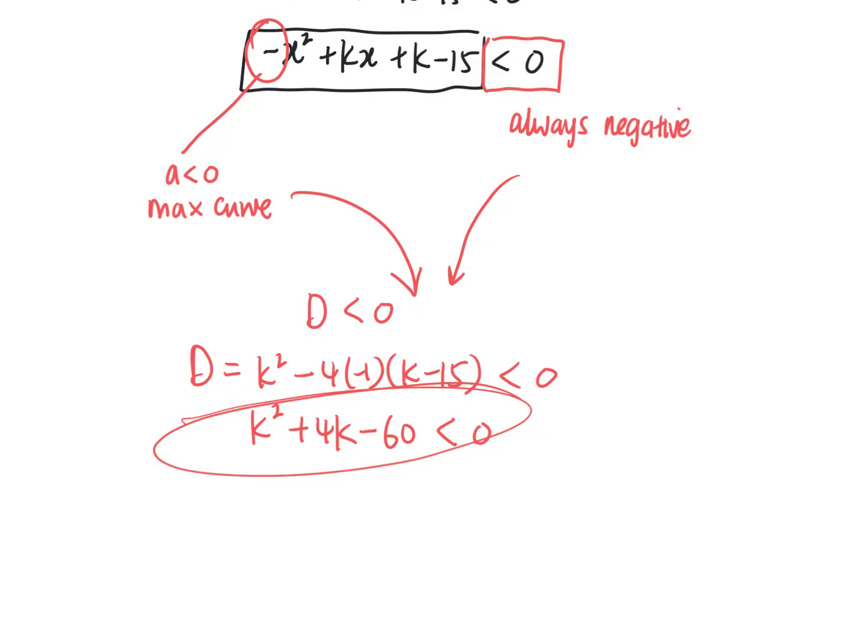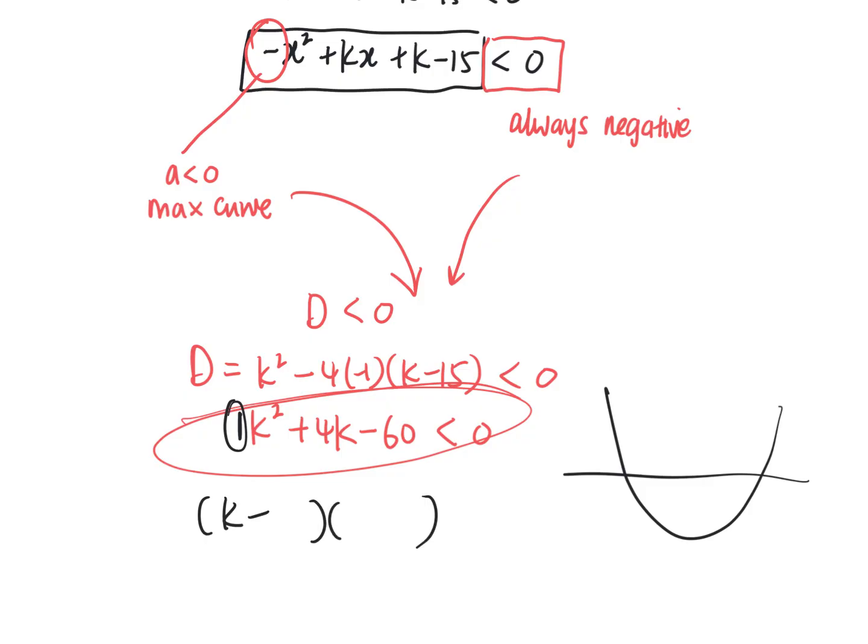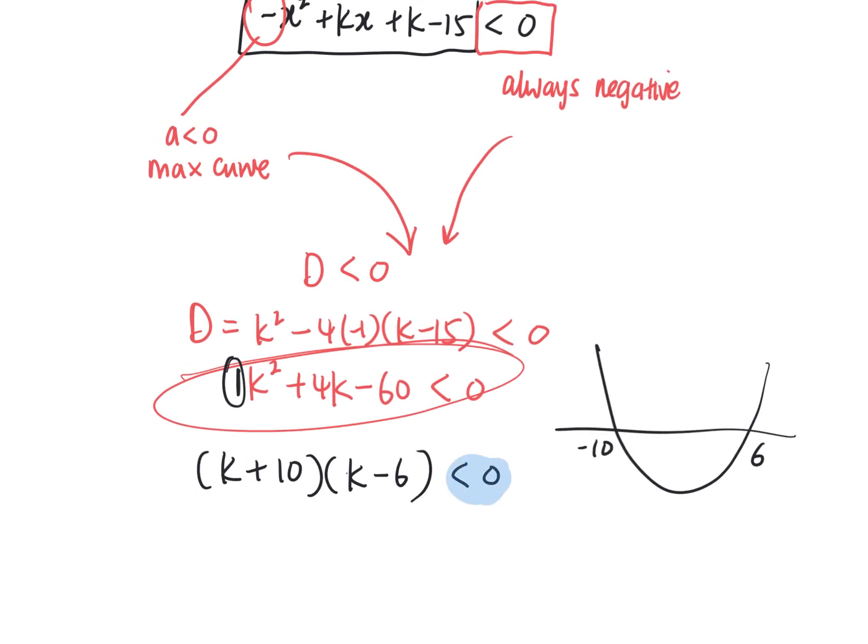So first step, shape, Smiley curve. Second step, you go and factorize. These are the two factors, and your two x-intercepts are minus 10 and 6. So third step, I want the part of the curve that lies below the 0 line. So it's your bow. So your answer is trapped between here, which is k between minus 10 and 6.